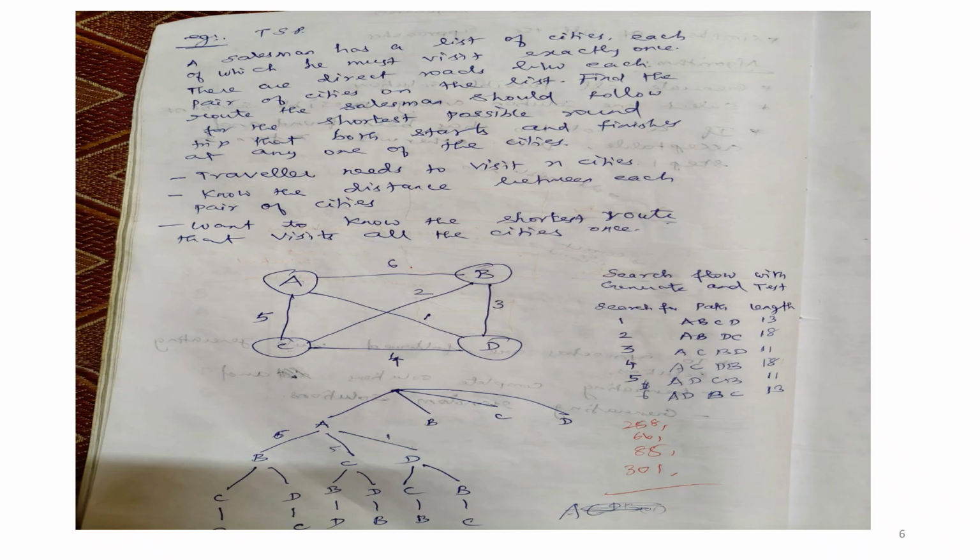These have the minimum path length. So the final solution for the traveling salesman problem, for the minimum as well as shortest route, has a cost of 11 units.